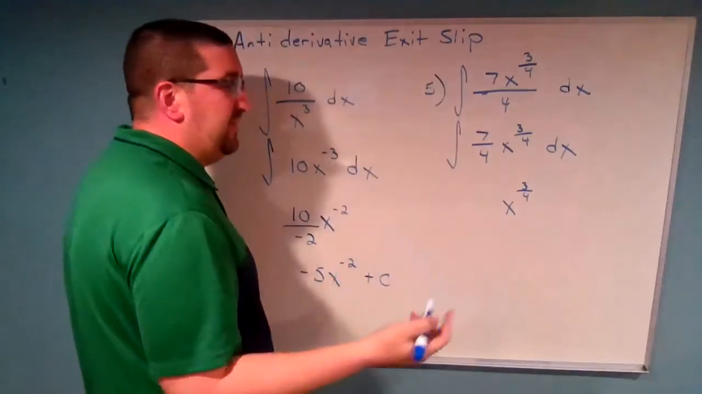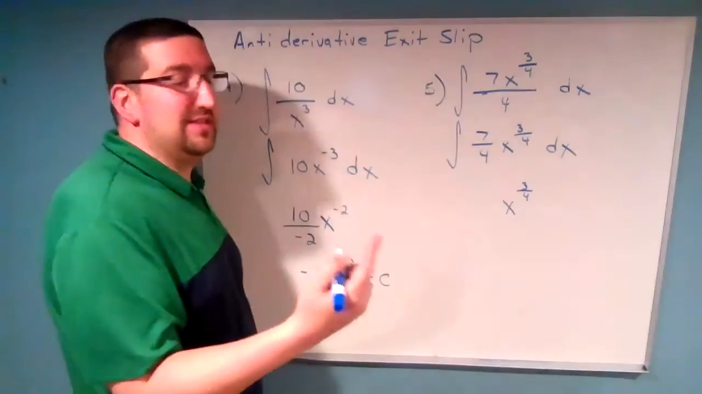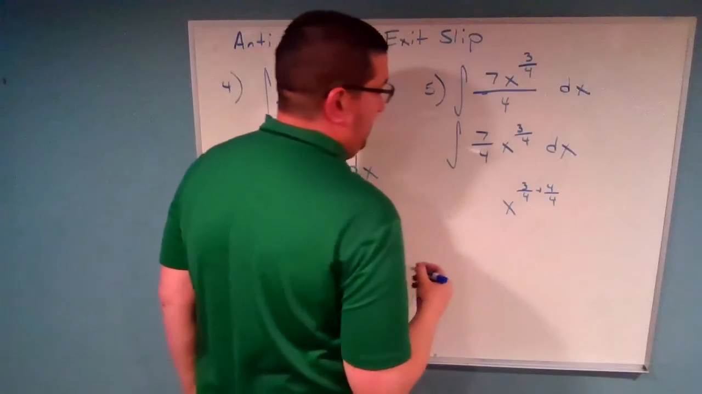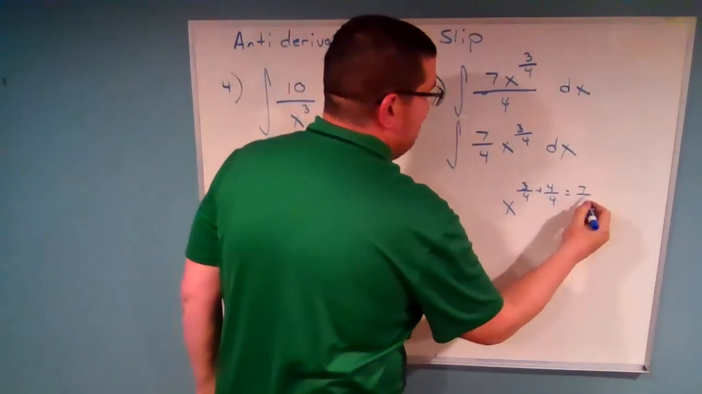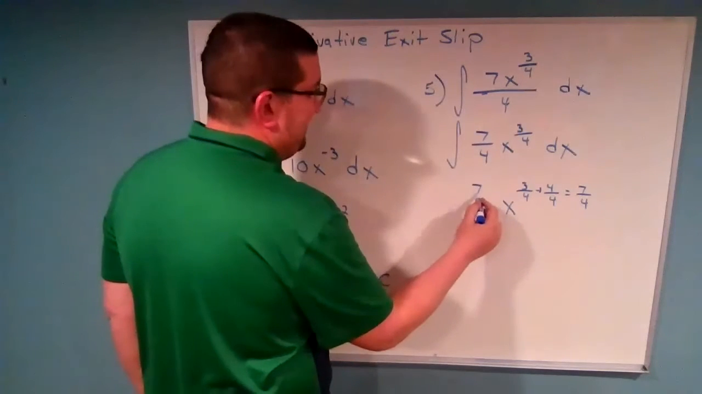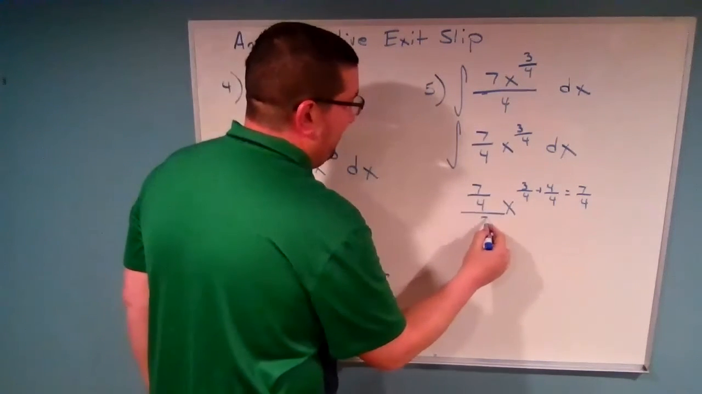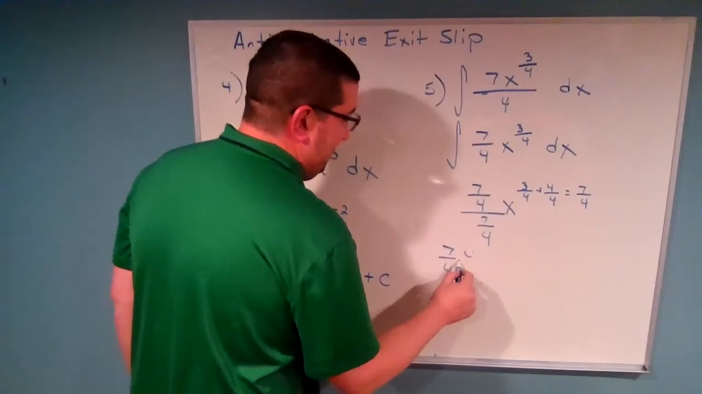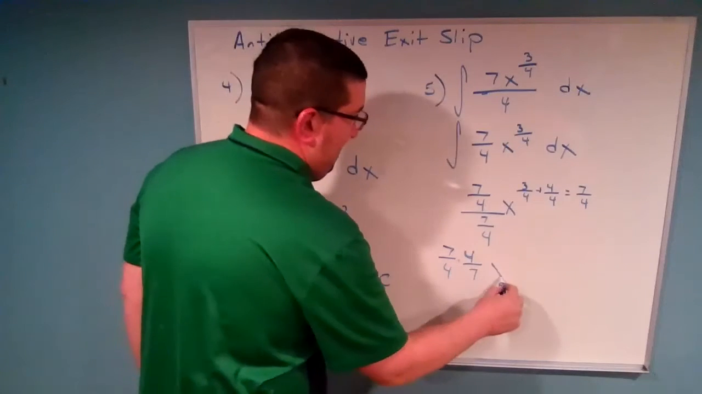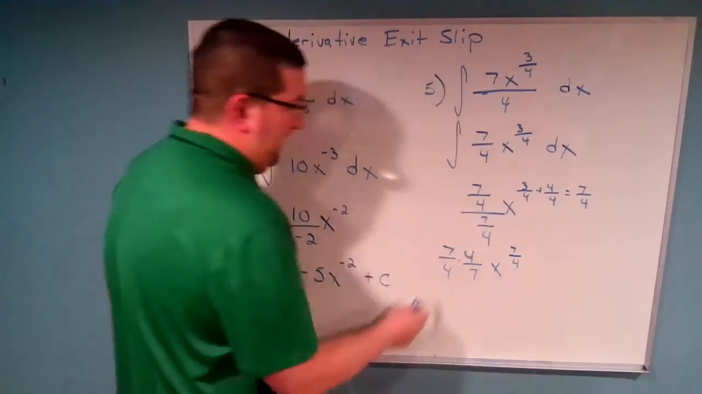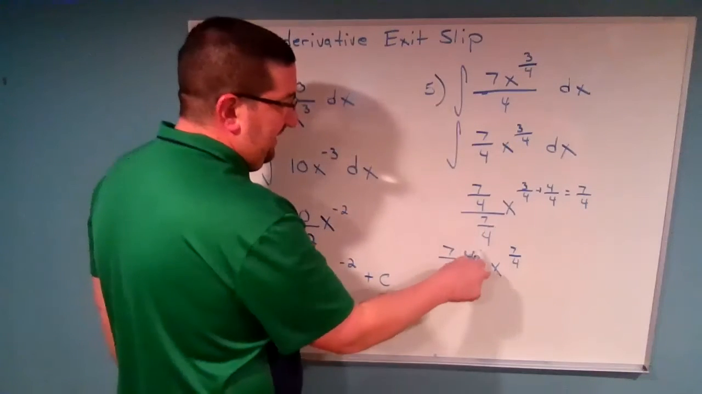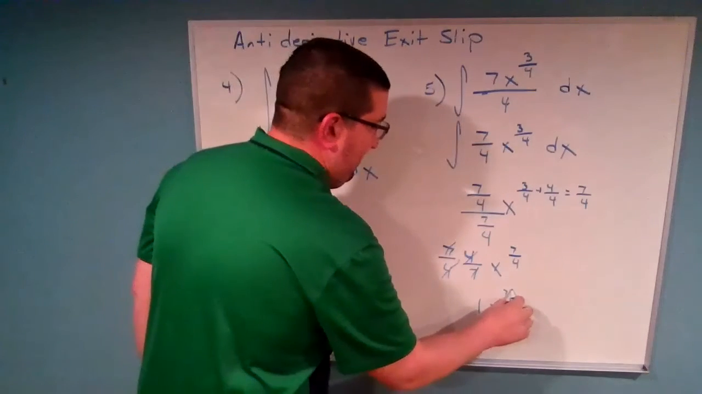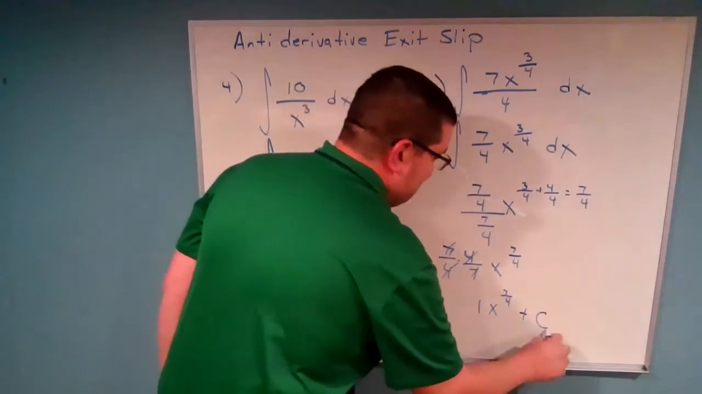Now adding 1 to 3/4, you have to think in fractions. How many fourths is equivalent to 1? That would be 4/4. So this would be 7/4. Now we have to take 7/4 and divide it by 7/4, which would be 7/4 times 4 over 7, x to the 7/4. But 7/4 times 4 over 7 becomes 1. So that'd be 1x to the 7/4 plus c.